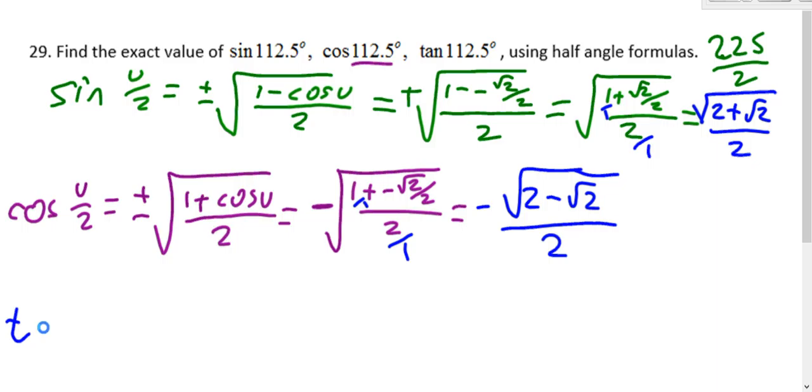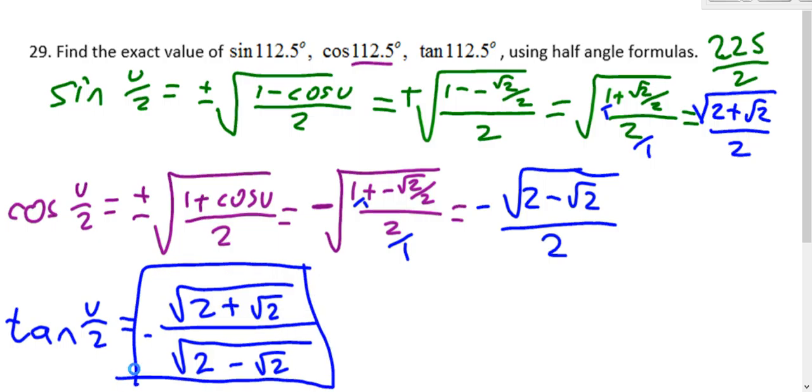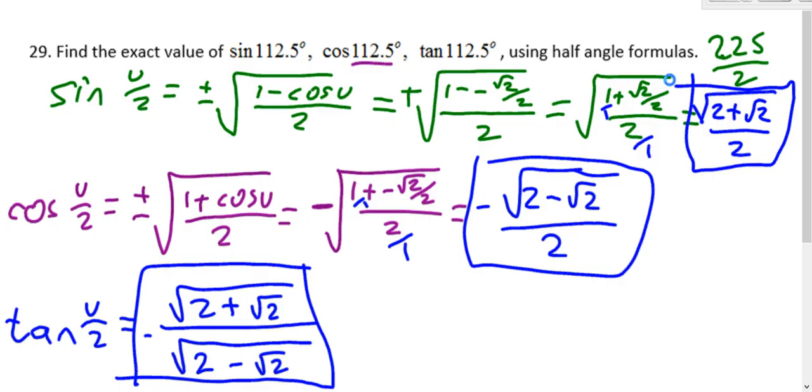And then at this point, easiest thing for tangent is just take sine over cosine. So sine over cosine. So there's tangent, there's cosine, and there's sine.